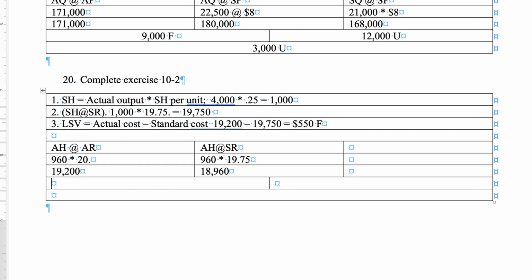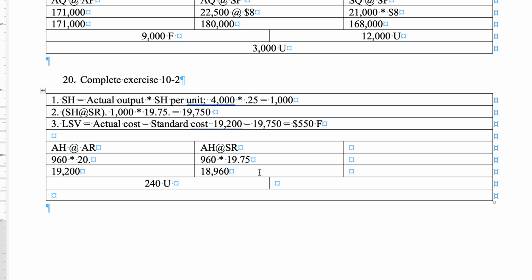Okay, so are we favorable or are we unfavorable? Well, right off the bat, we can tell that we are unfavorable. We can just look at the rates. We actually paid 20, should have paid 19.75. There's a difference of 25 cents, 25 cents times some quantity, right? Which would be 960. So if we take the difference between these two, the difference is $240, and that is unfavorable.